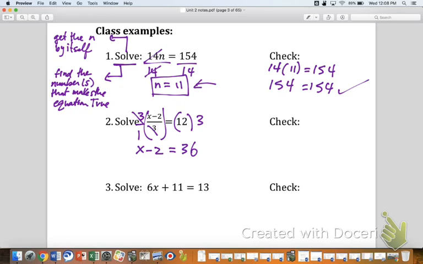Then finally I have to get rid of the minus 2. Well, what is the inverse of minus 2? Plus 2. So I'm going to add 2 to both sides. And when I add 2 to both sides, I get x is equal to 38. We'll check that here in a second.